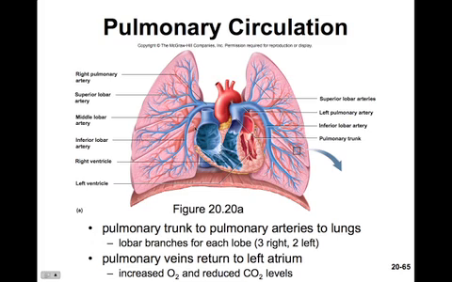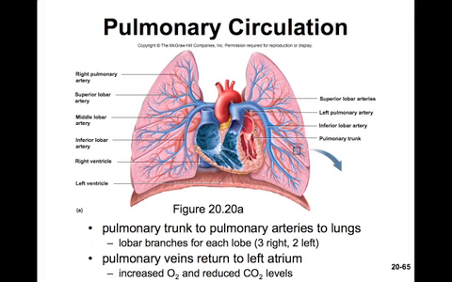Then bringing blood back to the heart, we'll see pulmonary veins. Now they're carrying oxygenated blood, and they return it to the left atrium. Naturally, there are many more divisions here, but that's all we'll be holding you responsible for.